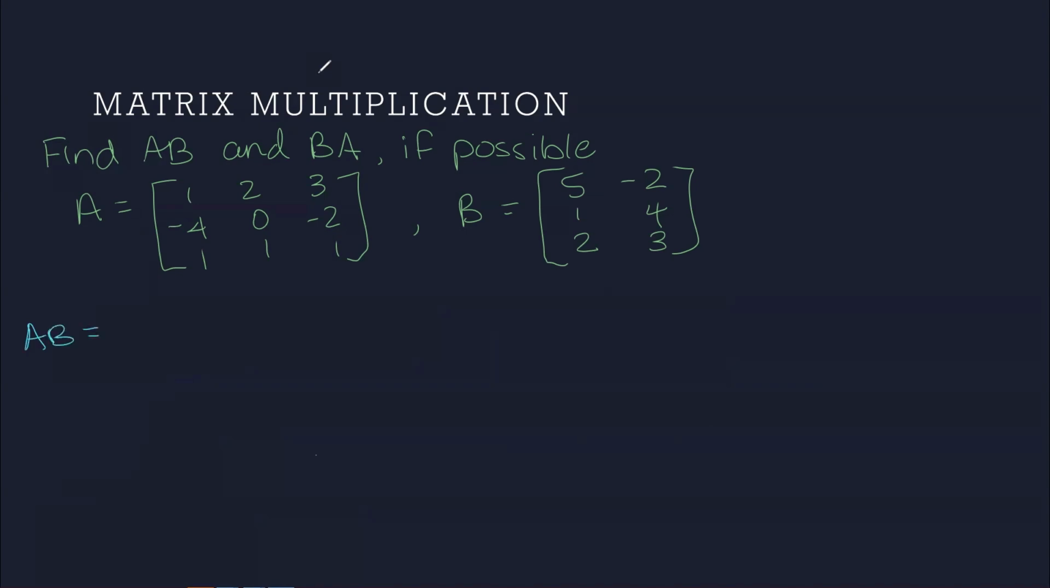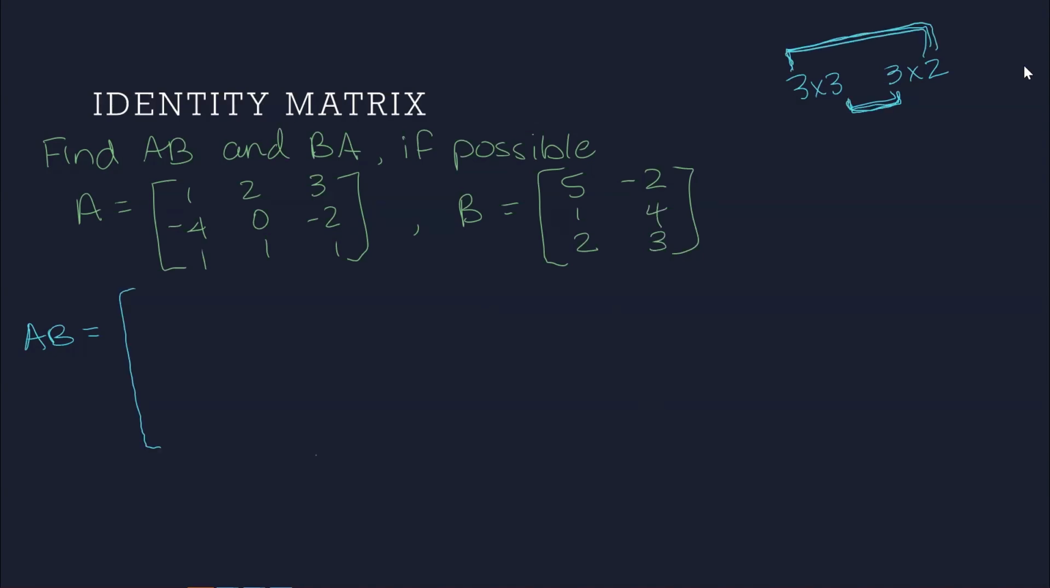Let's check the sizes. Matrix A is 3 rows, 3 columns, so 3 by 3. And matrix B is 3 rows and 2 columns, so 3 by 2. So I can multiply these together because the middle numbers match. And I'm expecting the result to be a 3 by 2 matrix. So 3 rows and 2 columns, looking like that.